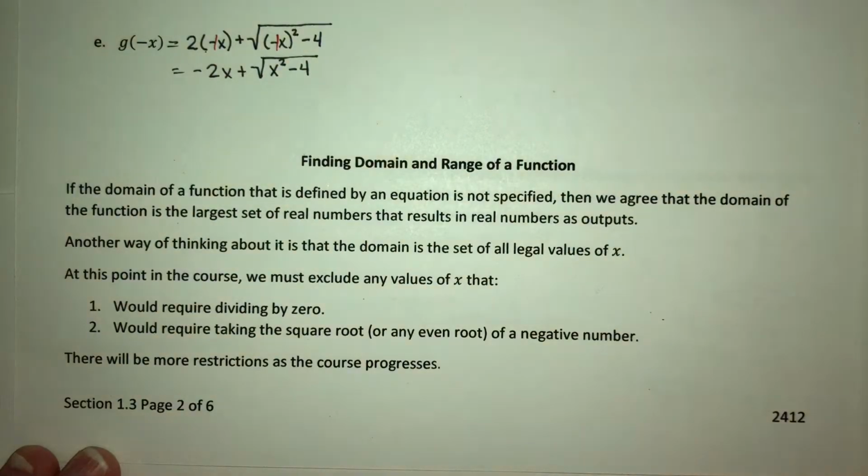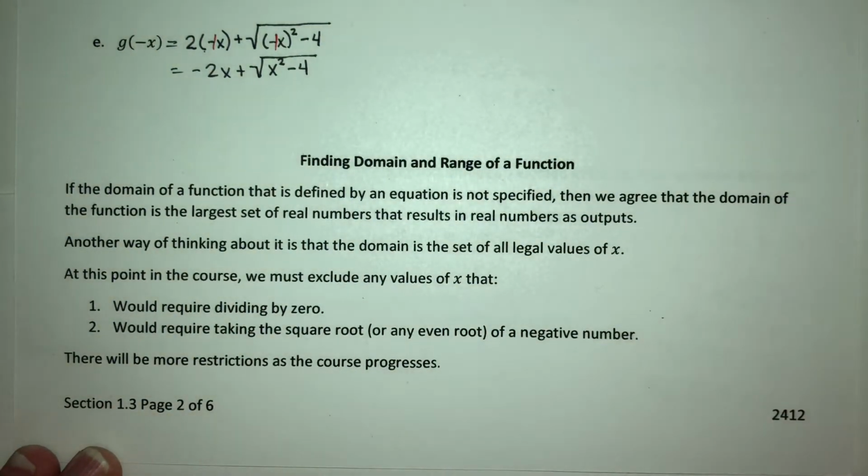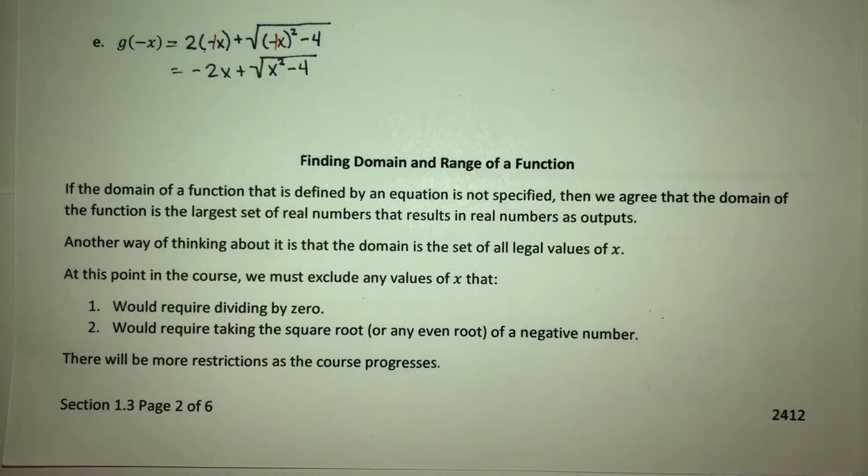This is part 4 of section 1.3. So we're going to be finding the domain and range of a function. If the domain of a function that is defined by an equation is not specified, so if they don't specifically tell us, hey, we only want x between 1 and 3, then we all agree that the domain of the function is the largest set of real numbers that results in real numbers as outputs. Another way of thinking about it is that the domain is the set of all legal x values.